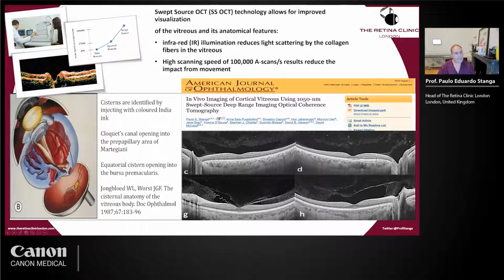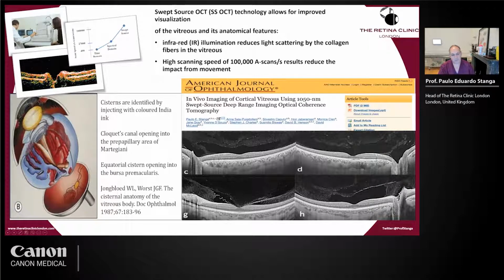I started using OCT in 1998. That was the size of the device, time domain. We were very happy to get this sort of images, 400 A-scans per second. In 2012, I started using swept source, and we realized that with swept source, we could easily image the vitreous. I received a prototype at the time of swept source to image the neuroretina, and when I imaged Professor David McLeod's eye, I noticed that we could image in vivo the bursa premacularis.